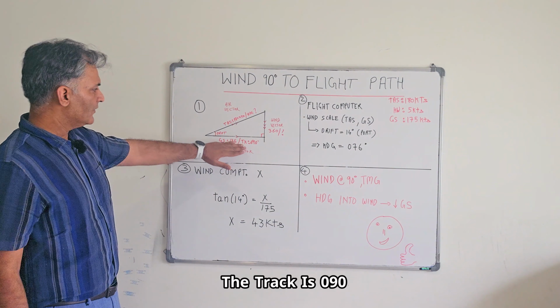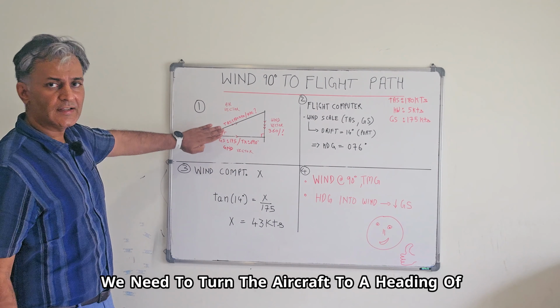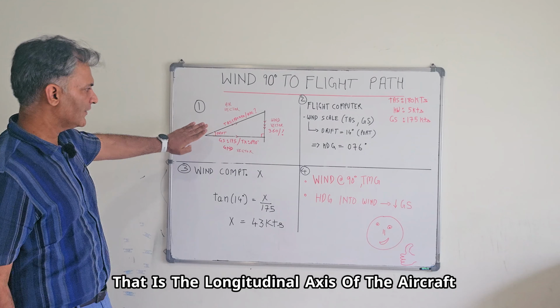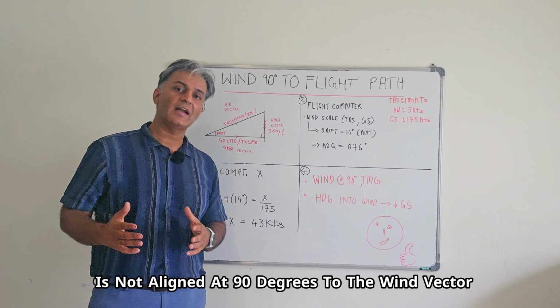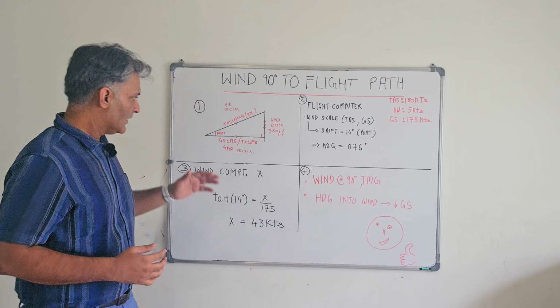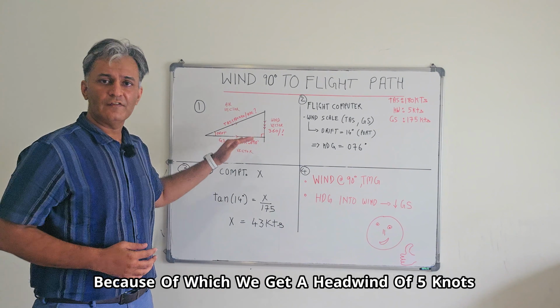The reason for this is fairly simple. The track is 090. To maintain this track, we need to turn the aircraft to a heading of 076. That is, the longitudinal axis of the aircraft is not aligned at 90 degrees to the wind vector, because of which we get a headwind of 5 knots.